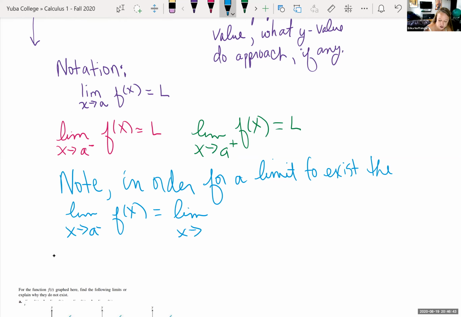So maybe if you're showing work that a limit doesn't exist or a limit does exist, show that your left-hand side is equal to your right-hand side.